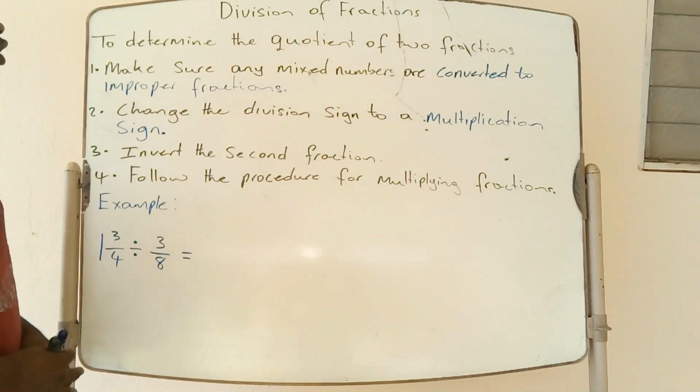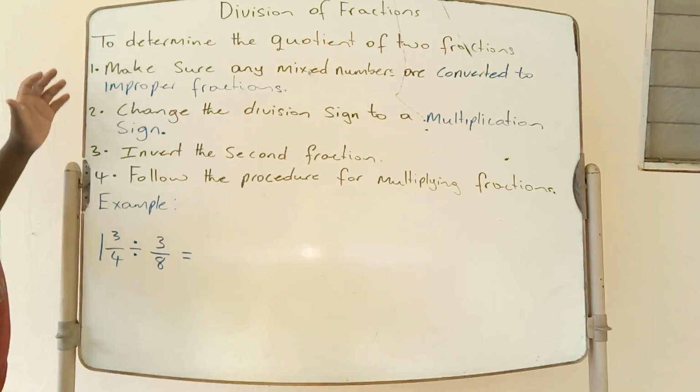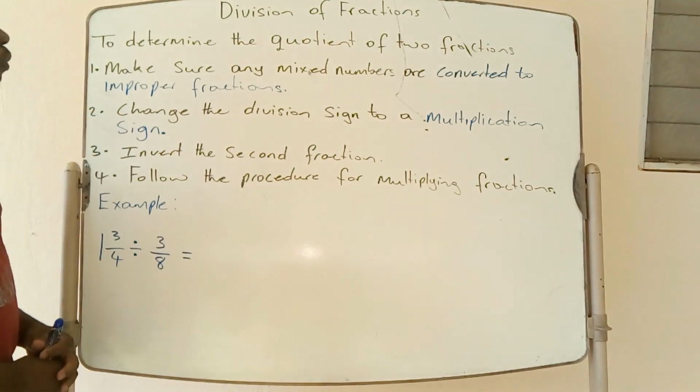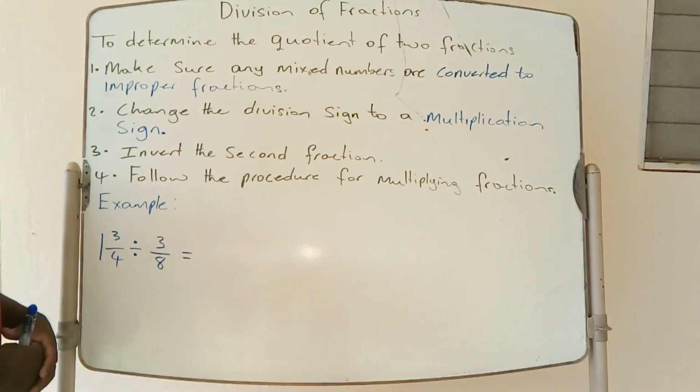Hello everyone, what we are going to focus on in this video is division of fractions. There are just 4 steps that you need to remember. Step 1, make sure any mixed numbers are converted to improper fractions. Step 2, change the division sign to a multiplication sign. Step 3, invert the second fraction. Step 4, follow the procedures for multiplying fractions.